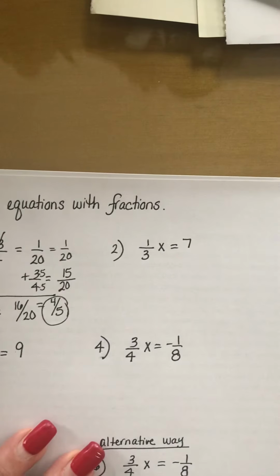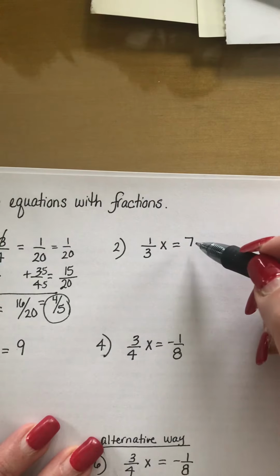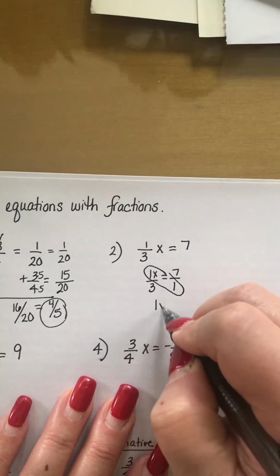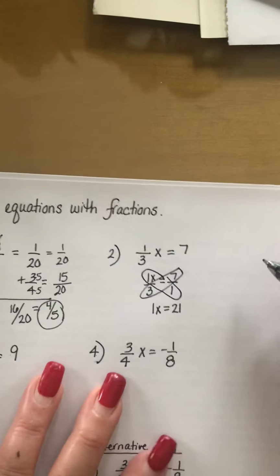So for problem number 2, it says 1/3 x equals 7. You could do this in one of two ways. You could turn this into 1x over 3 equals 7 over 1, and then cross multiply. 1x times 1 is 1x, and 7 times 3 is 21.